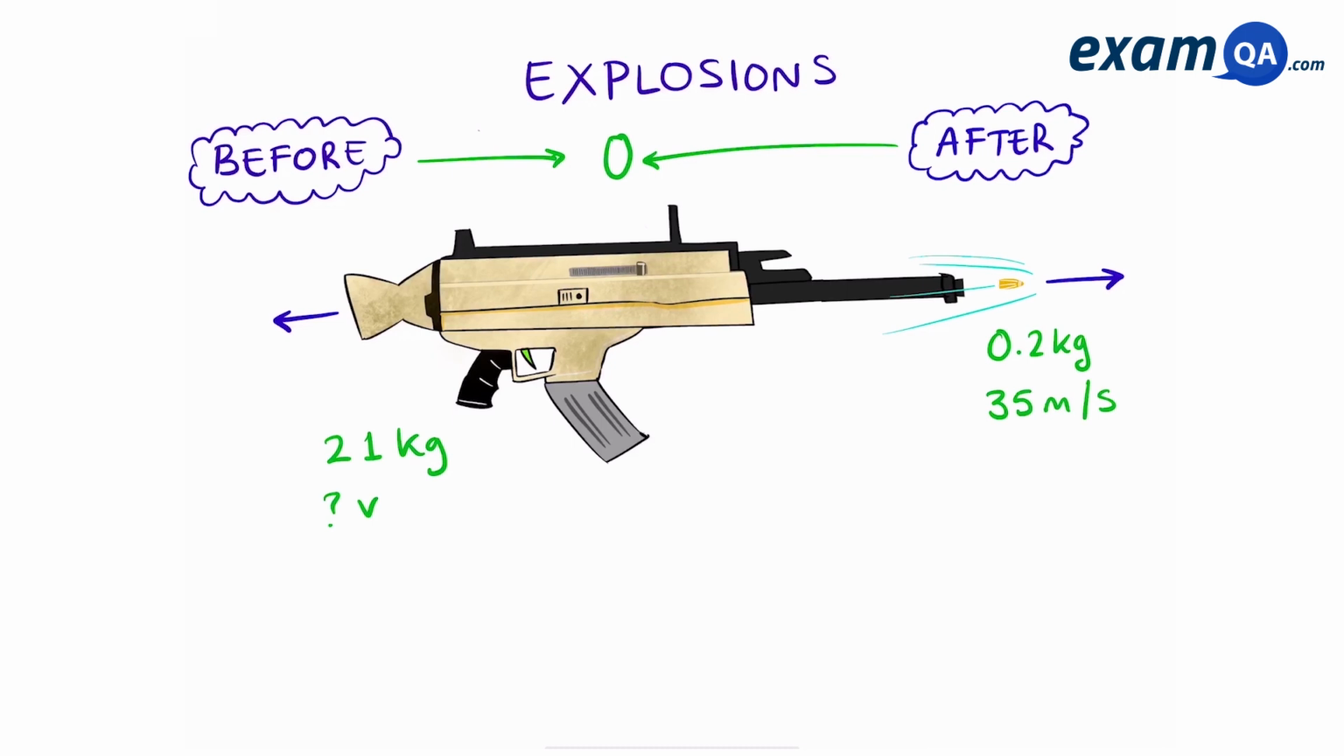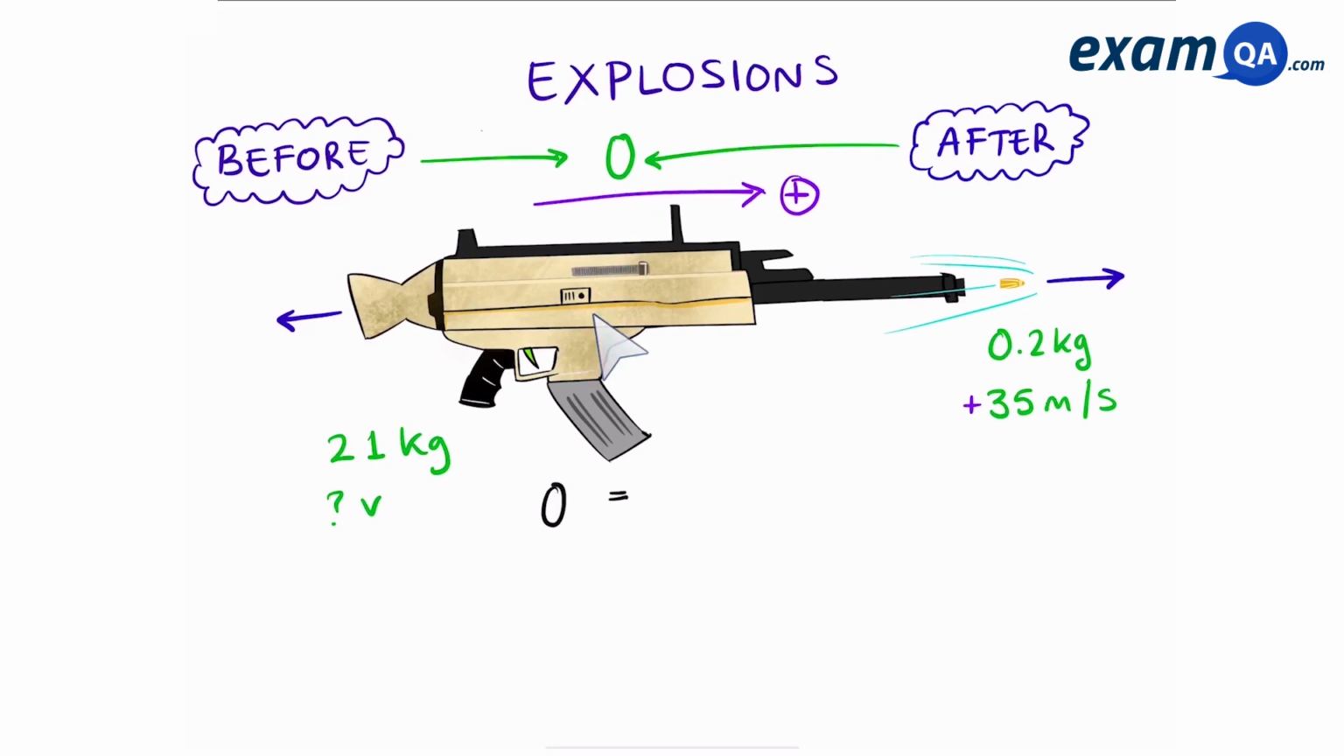Now, as always, let's quickly show which direction is positive velocity. I'm going to make an arrow saying anything that moves to the right has positive velocity, meaning that the velocity of the bullet is going to be plus. We can see from the diagram that the velocity of the bullet is going to be plus 35. So we know that the total momentum in the after scenario is going to be 0. And this is a sum of the momentum of the gun plus the momentum of the bullet.